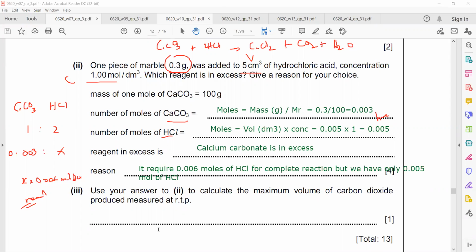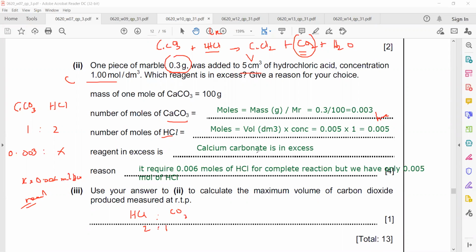Then use your answer to the previous part to calculate the maximum volume of carbon dioxide. Whenever we are solving a question and finding a product, we always use the limiting reagent. So to get the carbon dioxide, I will use the limiting reagent. Here HCl is the limiting reagent. So first using HCl, because to get the volume I should know the moles first. HCl and carbon dioxide, the ratio is 2 to 1.